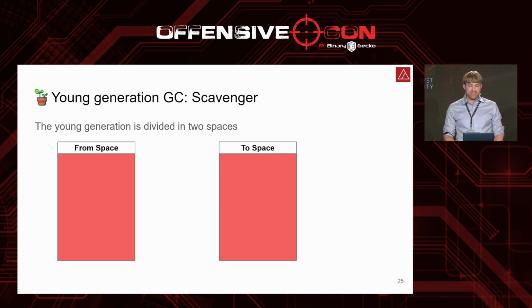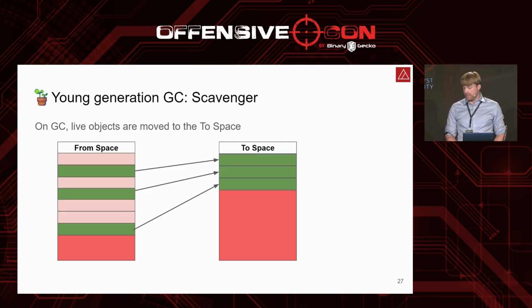Currently, V8 uses a collector called the scavenger to perform young generation garbage collection. Let's walk through how it works at a high level. The scavenger partitions the heap into two spaces, labeled the from and the to space. New allocations are serviced by the from space. On collection, marked objects are moved to the to space. Any objects that are not marked are simply left behind.